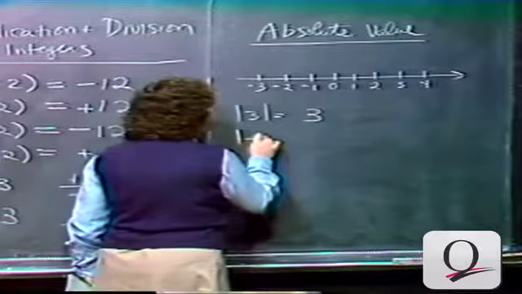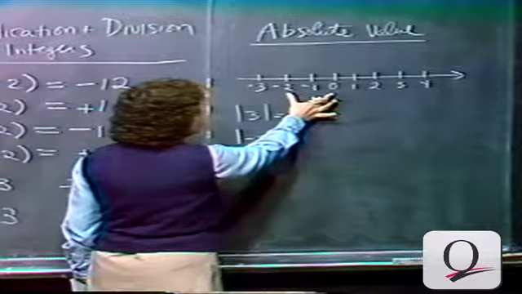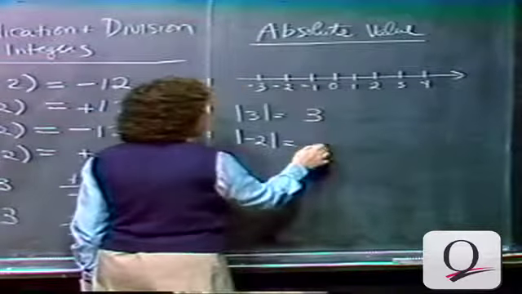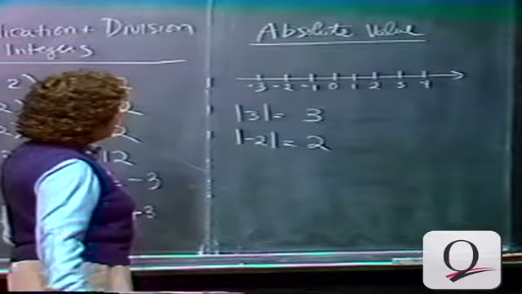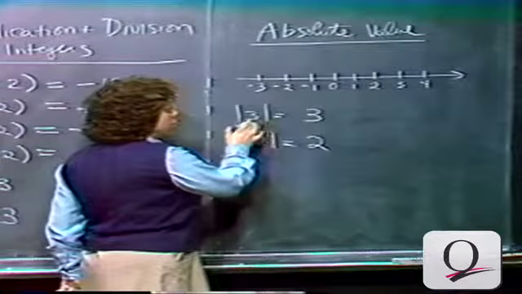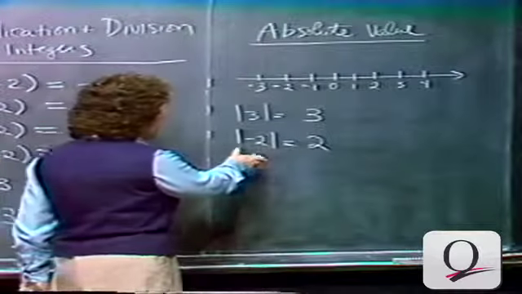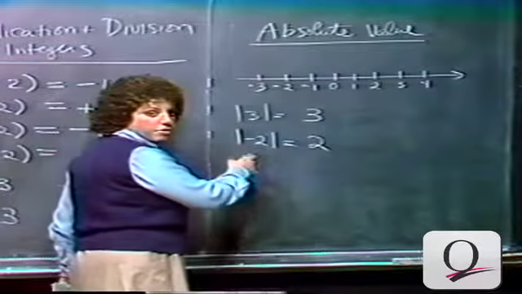If I say the absolute value of minus 2, I'm talking about the distance between minus 2 and 0, and that's 2 units. So the answer is 2. Basically, if a number is positive, or 0, the absolute value of the number is just the number itself. If the number is negative, however, to get the absolute value, we have to put a minus in front of the number.